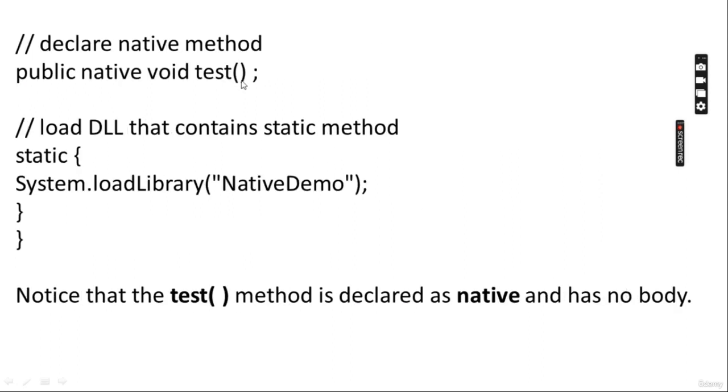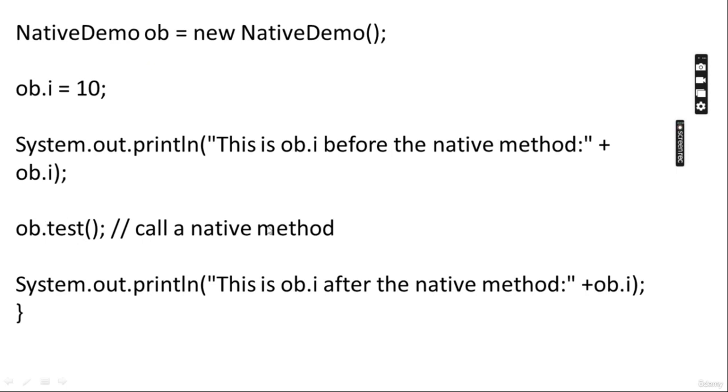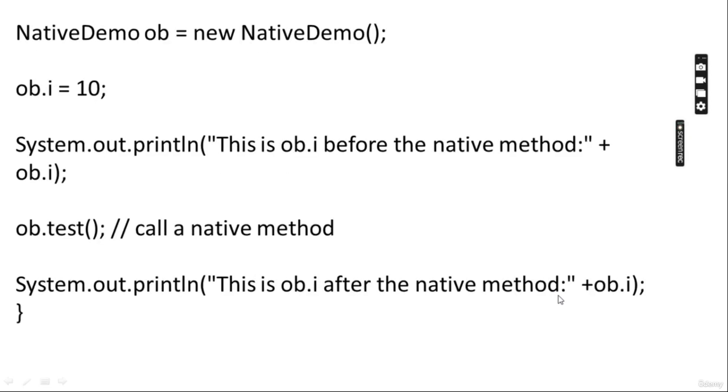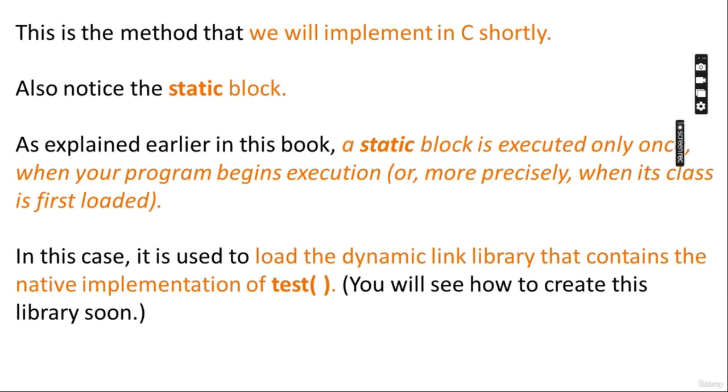Then public native void test. Static System.loadLibrary("NativeDemo"). So this is the call to a native method. This is the declaration of a native method: public, native keyword, return type, method name, and semicolon. Load a dynamic link library, DLL, that contains the method, using static System.loadLibrary NativeDemo. The test method is declared as native and has no body. This is the method that we will implement in C shortly.